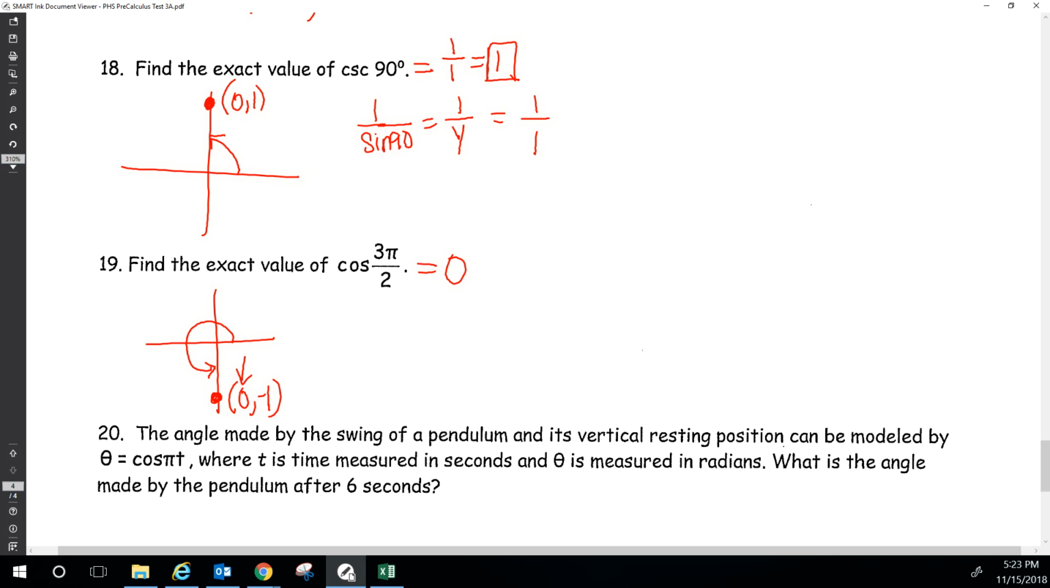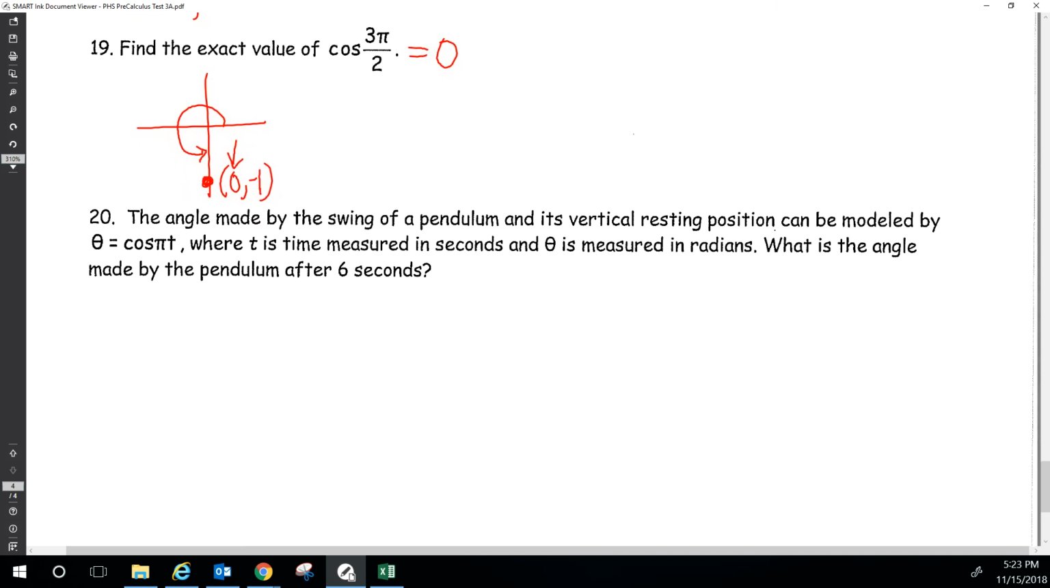You will have, I think, at least one of these, if not 2, on your test. So make sure you can just pop those off real quick. Save you some time. All right, number 20, I actually typed it in wrong, but that's okay. It's still the same idea.